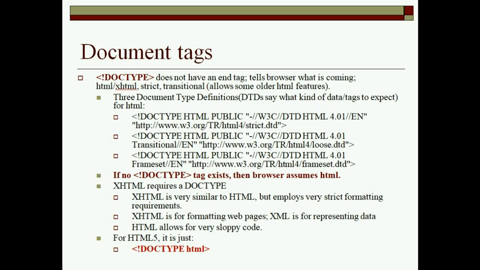That was XML, and was specified in order to store and transport data in a structured way. XHTML is similar, and it's HTML with extensible tags. Now, if no document type exists, the browser assumes HTML. XHTML requires a doc type, and for HTML5 it is just doc type HTML.